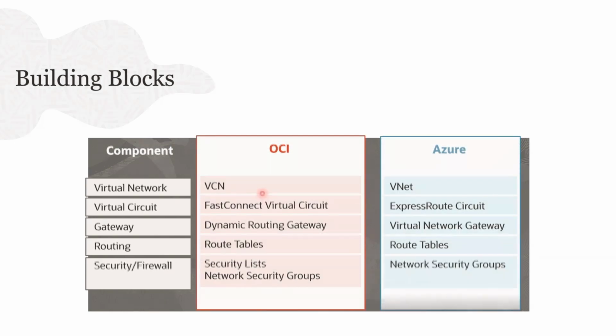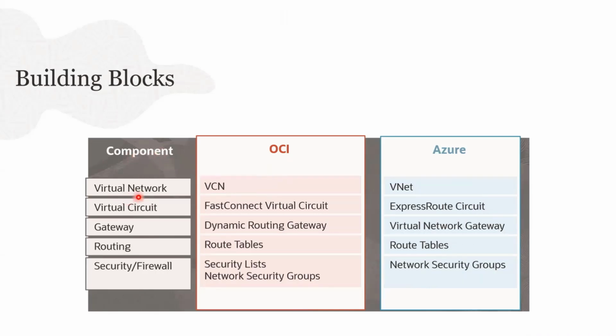In this slide, we have listed the comparable networking components involved in each side of the connection. Now there are also some prerequisites when you configure the OCI Azure Interconnect. You must have a virtual network with subnets and a virtual network gateway. And on the OCI side, you must have a VCN with subnets and an attached dynamic routing gateway.